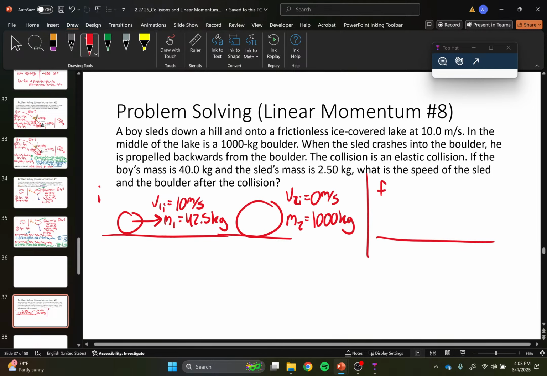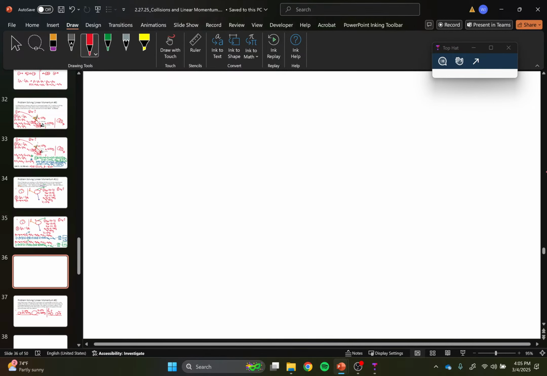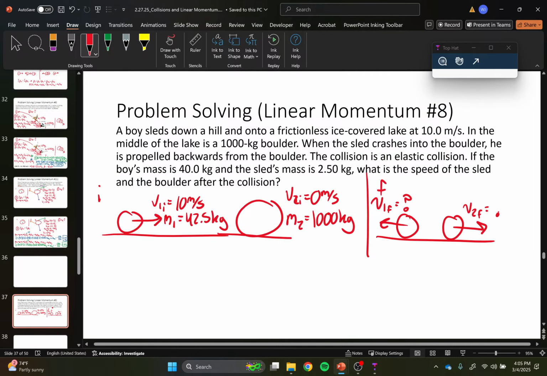At the end, they bounce off each other. Boy goes backwards. Boulder goes this way. How fast is the boy going? No idea. How fast is the boulder going? No idea. All right, so our givens, we already kind of jotted them down. Great, there they are. What are we solving for? Same thing, we kind of already identified those. What's the boy doing? What's the boulder doing? We're going to assume the boy and the sled stay stuck together. They're always stuck together, just to clarify that. The boy's not flying off it or anything like that.